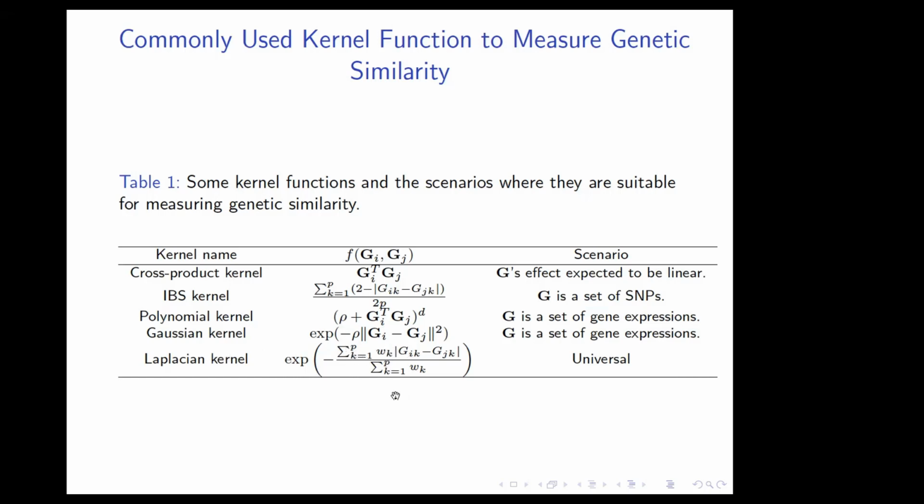In this Laplacian kernel, this w_k is a weight. For example, we can use the inverse variance of the kth marker as w_k. If you do that, then you basically weigh more the rare variants and weigh less the common variants. So this kind of kernel is very useful in sequencing studies where you have a lot of rare variants.